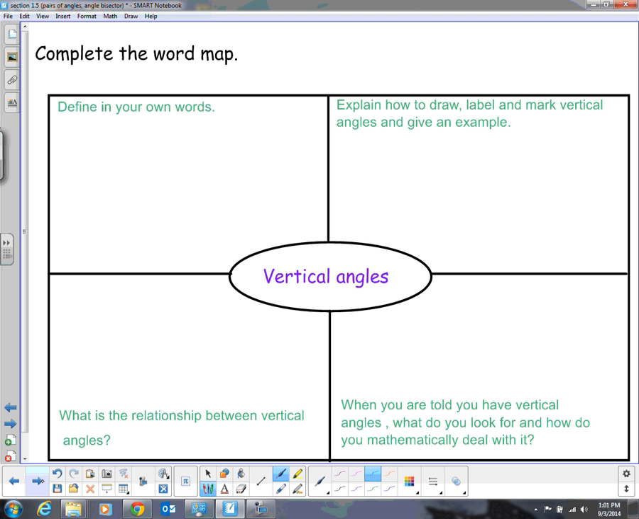All right. So I need this word map done. You can complete this now. Mrs. O'Regan can pause the video. I would like this attached to the homework, so please put this on a different sheet of paper attached to homework when you turn it in tomorrow.